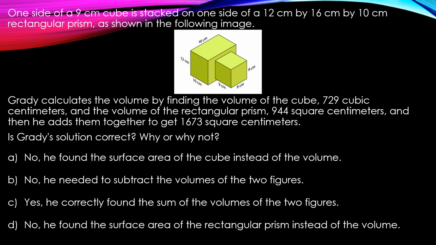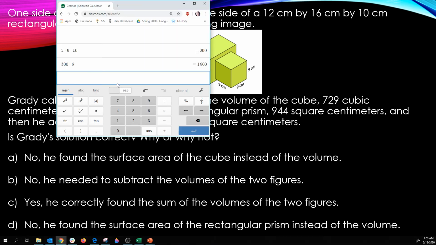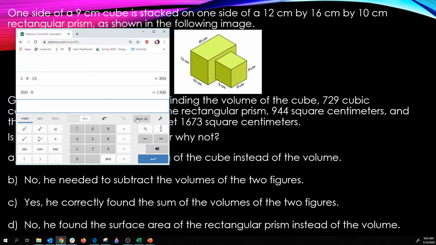Let's double check the volume of both to see if maybe he made a mistake when multiplying. So let's do the cube, which is 9 times 9 times 9. So that's 729, that's good.